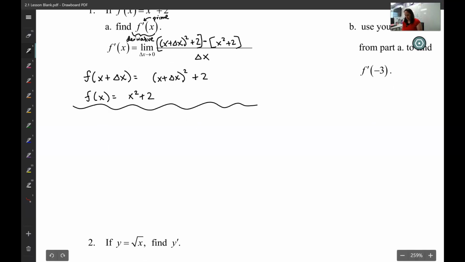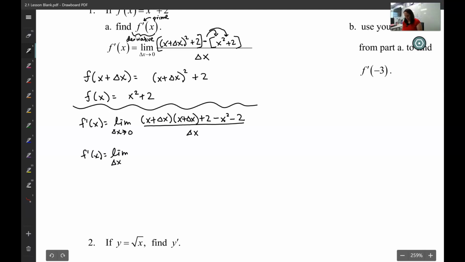Now, let's start to simplify this. So I have the limit as delta x goes to 0. First thing I want to do is FOIL this part out. So this is going to be x plus delta x times x plus delta x. That's squaring it, plus 2. And then I also want to distribute my negative. So minus x squared minus 2, all over delta x.